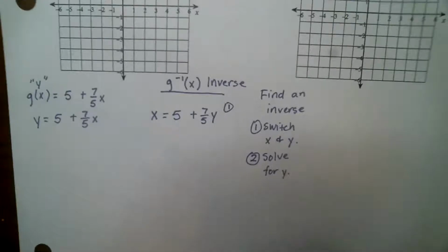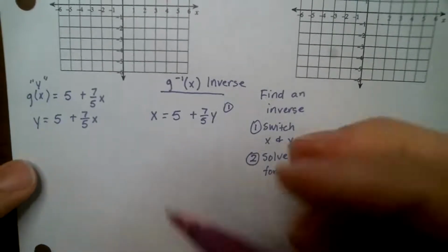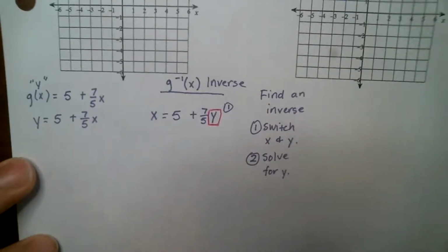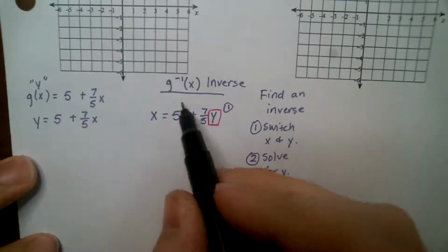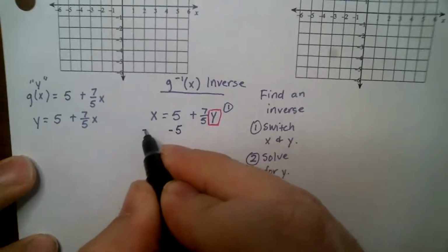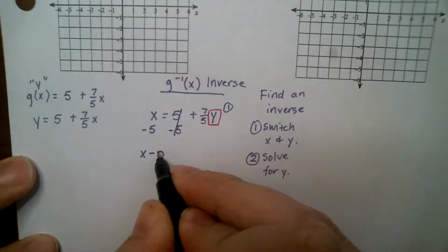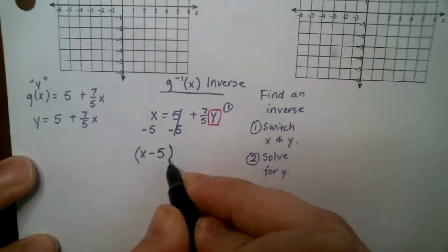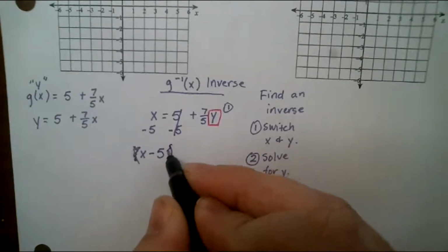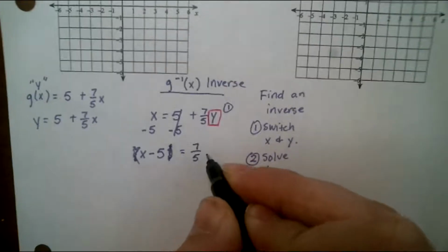All right, very good. So now let's solve for this y. Basically what I'm saying is we want to isolate this y now. So switch them and then isolate the y. So first step, you've got to get everything away from the y. So let's subtract 5 from both sides. Cancels. I get x minus 5 is equal to 7/5 y. Don't worry about the parentheses I put around there.